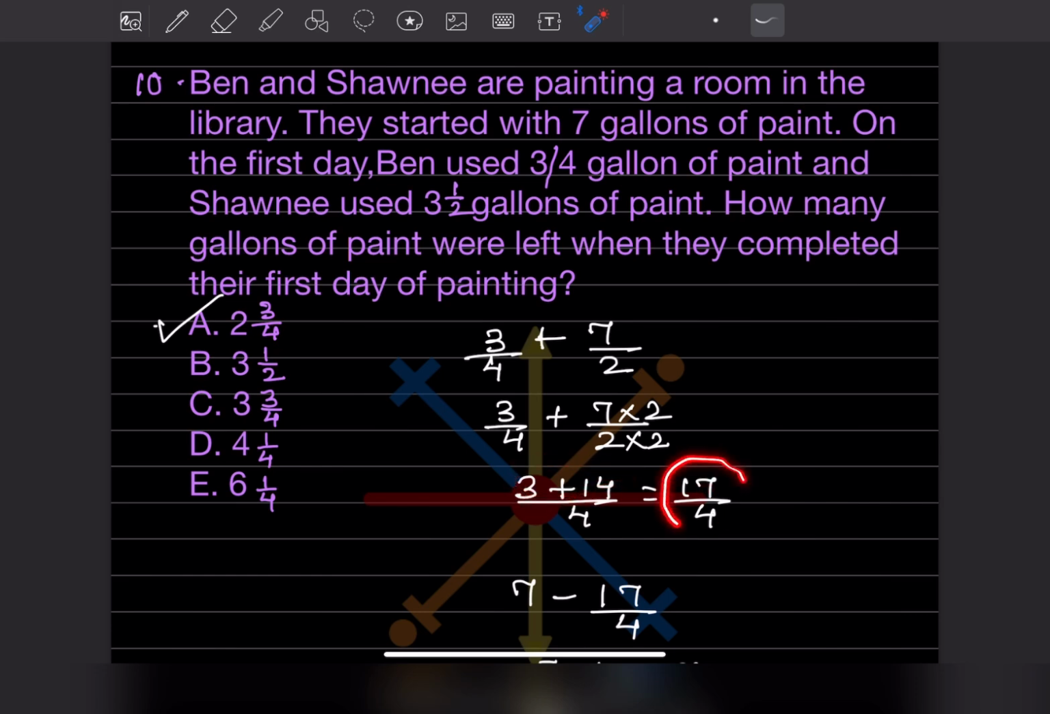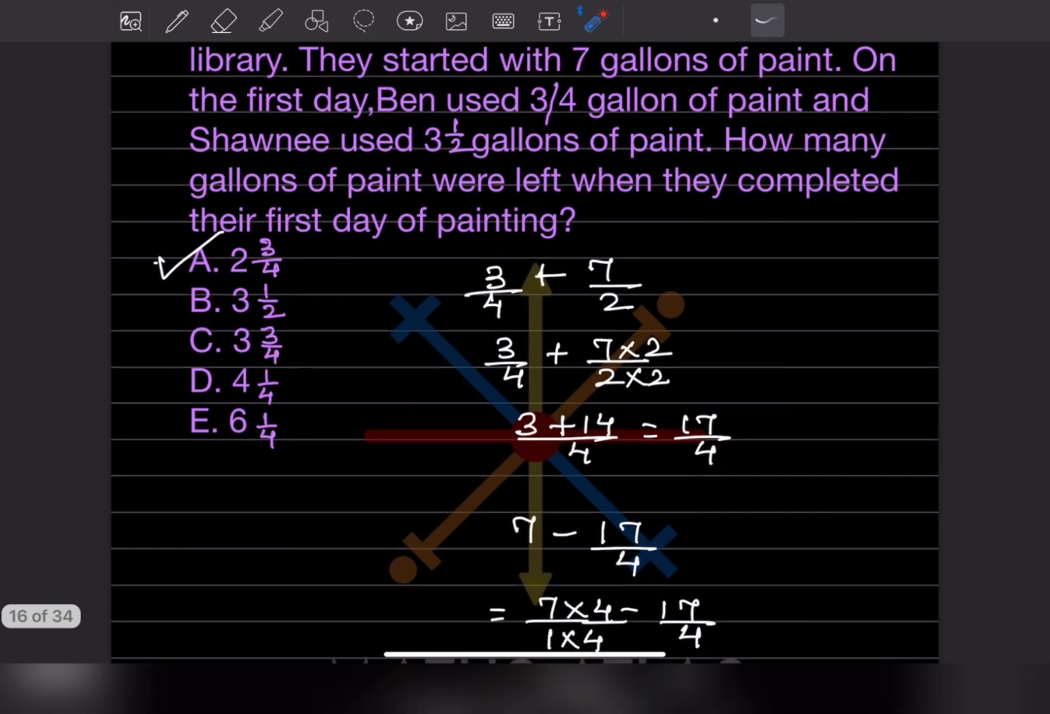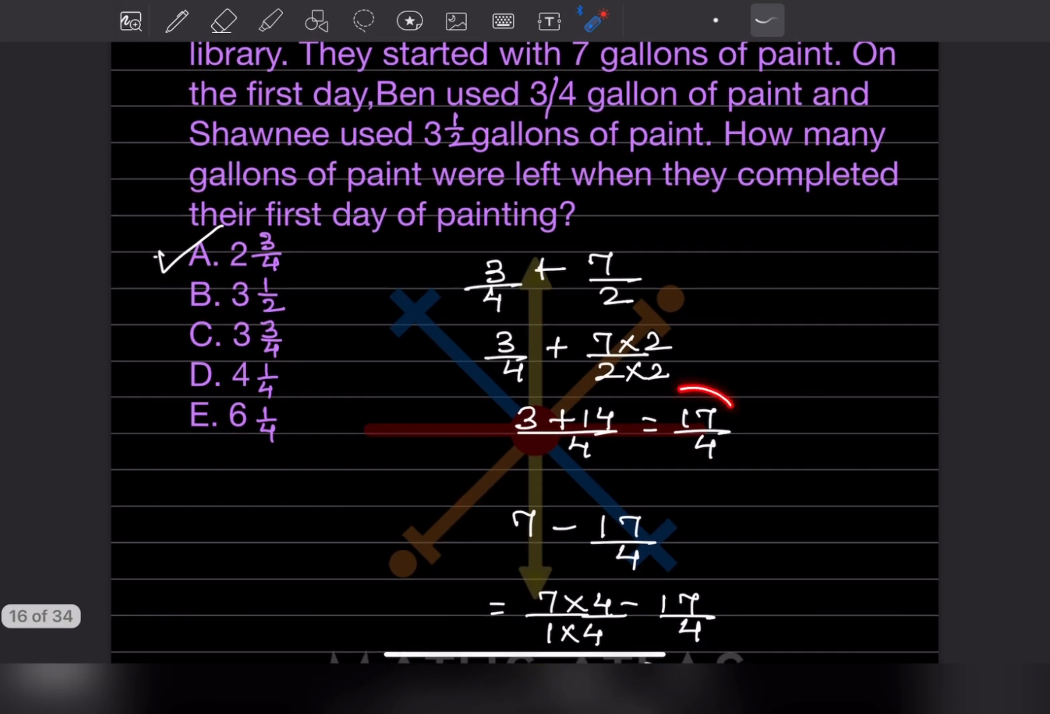So you got 17 by 4, but then they asked how many gallons were left when they completed the first day. So the total gallons were 7. 7 gallons were there. From that, 17 by 4 is used by both of them. So what will you do? From the total you have to subtract this one. So 7 minus 17 by 4.